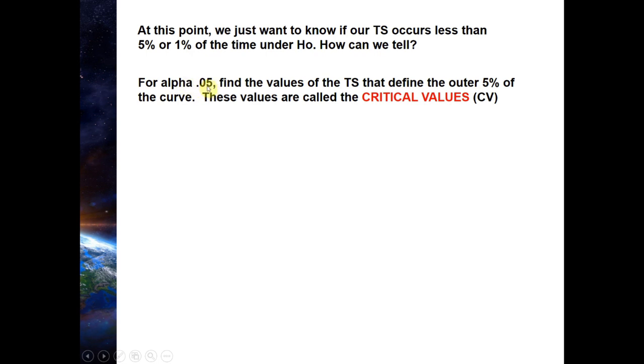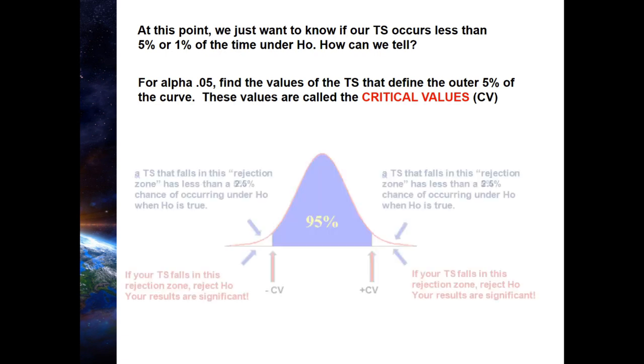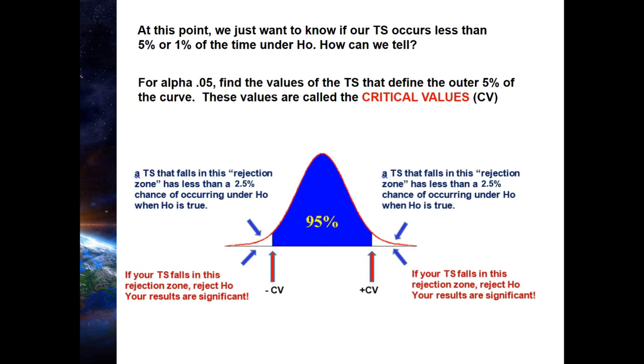For alpha 0.05, you find the values of the test statistic that define the outer 5% of the curve. And these values are called critical values. Don't cry. I'm going to show you, okay? And then you can keep watching this over and over again, and you will get it, I promise.